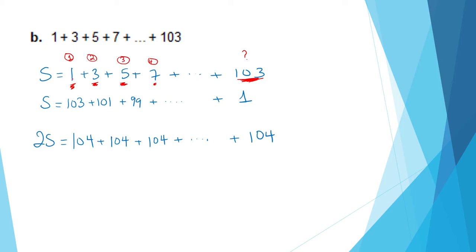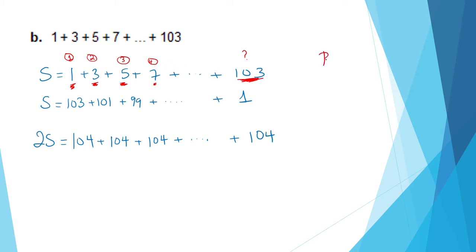Again, if it ends in a 1, we have one number. If it ends in a 3, we have 2 numbers. If it ends in a 5, we have 3 numbers. If it ends in a 7, we have 4 numbers. So there's some way to figure out the number of numbers.